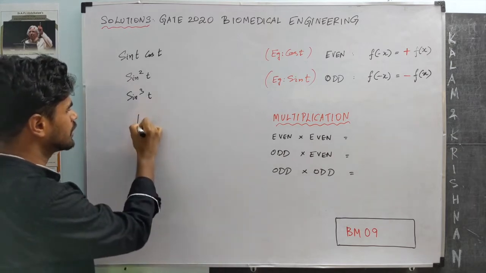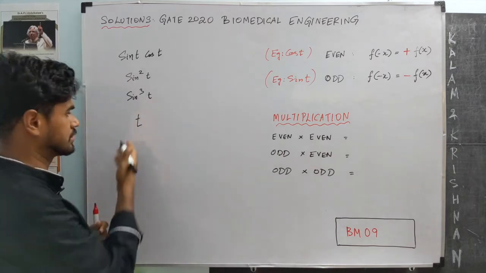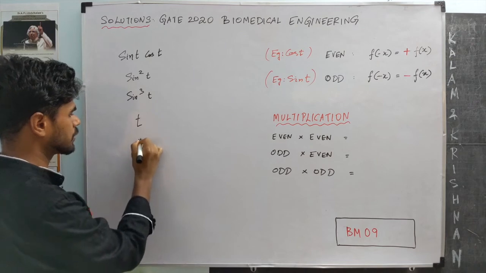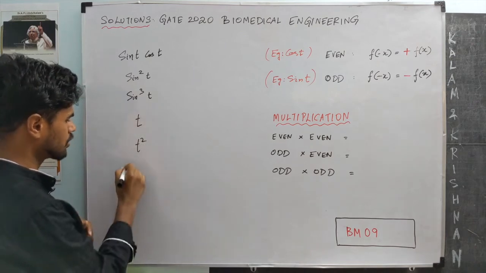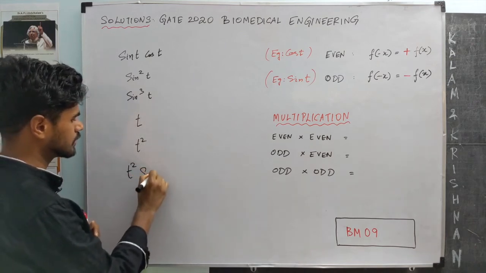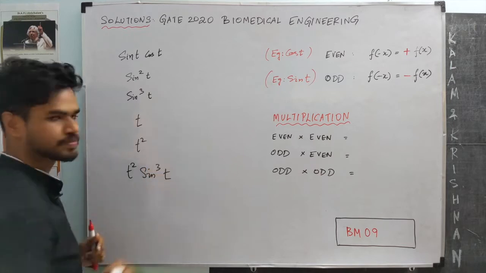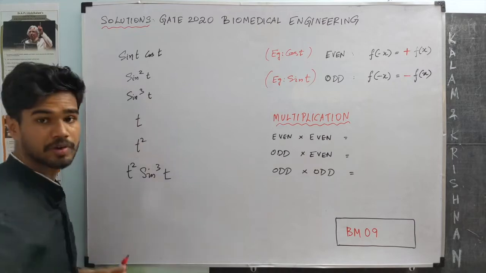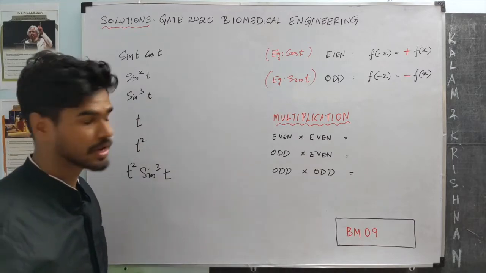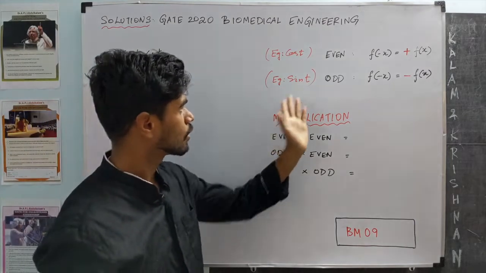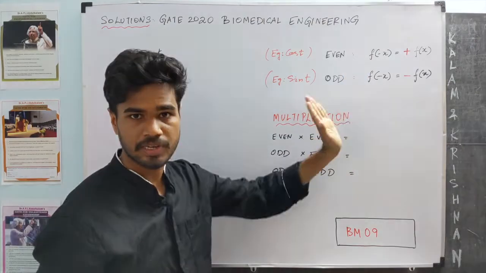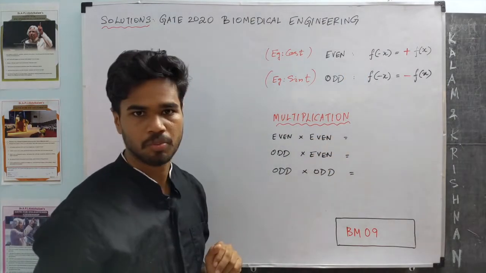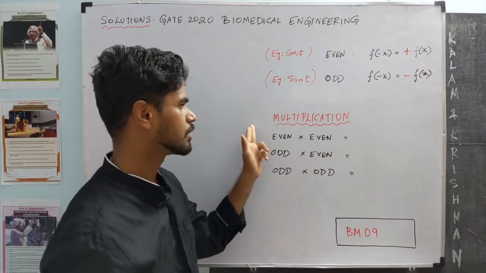How about t, where it's just a function of time? How about t square? How about t square sin cube of t? In this part, we'll learn to identify whether these functions are even or odd. The way we are going to do that is by looking at the properties that these functions satisfy. Specifically, we look at properties under multiplication.